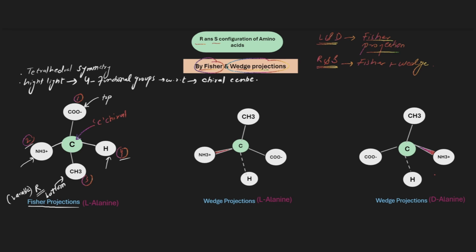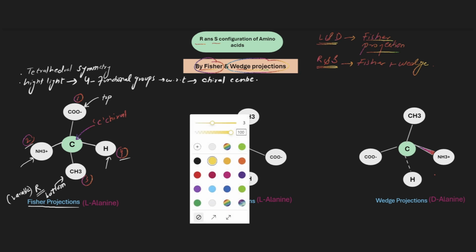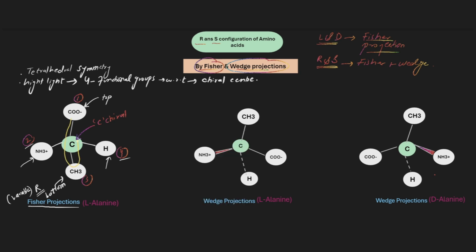So in case of the Fisher projections, there are basically two vertical bonds here and two horizontal bonds here, and Fisher projections represent the symmetry of these bonds with respect to this chiral center, that is, how these bonds are arranged or organized with respect to the chiral center. And according to this symmetry, the amino acids exist in the tetrahedral form or tetrahedral structure form.